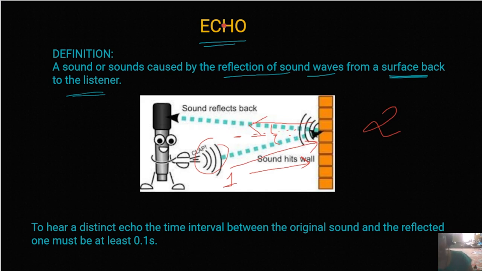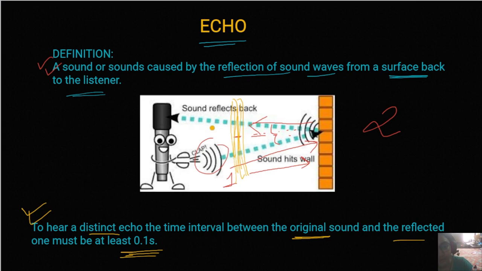Okay. So what is the condition of an echo? Like if the wall was here, for example, then would the echo have been possible? So what does the echo depend on? So basically it says here that to hear a distinct echo, the time interval between the original sound and the reflected sound must be at least 0.1 seconds.